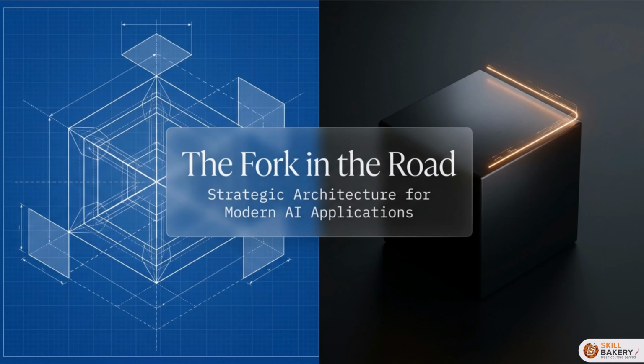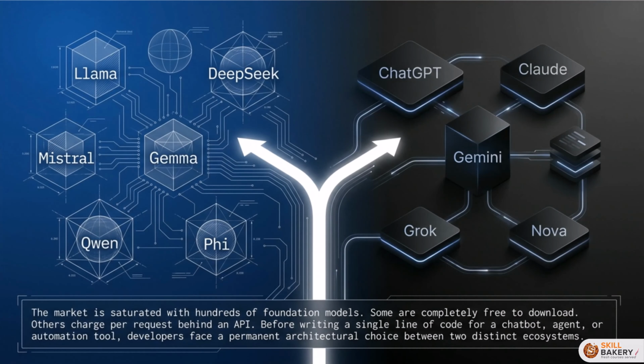Welcome to this video on the strategic architecture for modern AI applications. We will explore the critical choices developers face when navigating the complex landscape of today's foundation models. The AI market is saturated with hundreds of models, ranging from free downloadable options to paid API services. Before writing code, developers must choose between two distinct ecosystems.